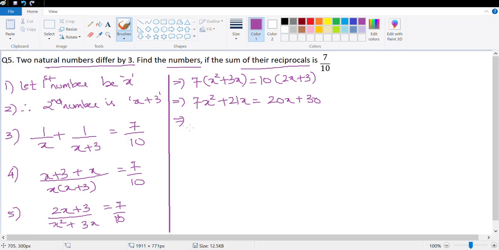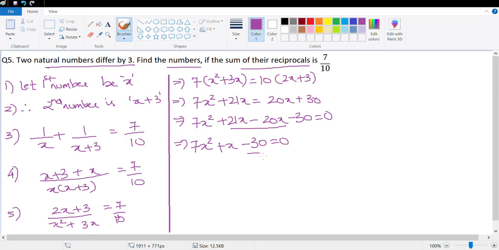That's correct. So 7x squared plus 21x minus 20x minus 30 is equal to 0. This is 7x squared plus x, 21x minus 20x is x, minus 30 is equal to 0, which means I need to find factors of negative 30 into 7. That's negative 210. I need to find factors of negative 210, the sum of which should be equal to 1. Some of you would have already got it, but let's just do the calculation.